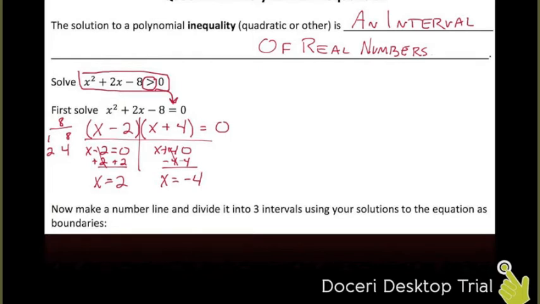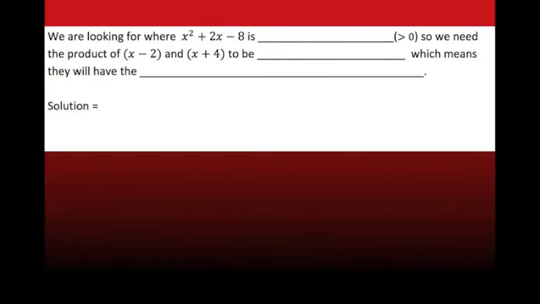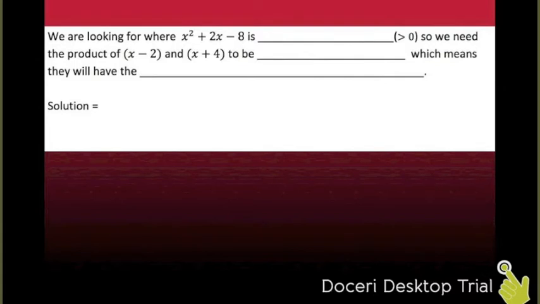What you're going to do from here is exactly what we did with all of the other inequalities. We want to make a number line, divide it into 3 sections using those solutions we just got, the x equals 2 and the x equals negative 4, and then we're going to decide where to shade from there. So we are looking for where x squared plus 2x minus 8 is positive or greater than 0.